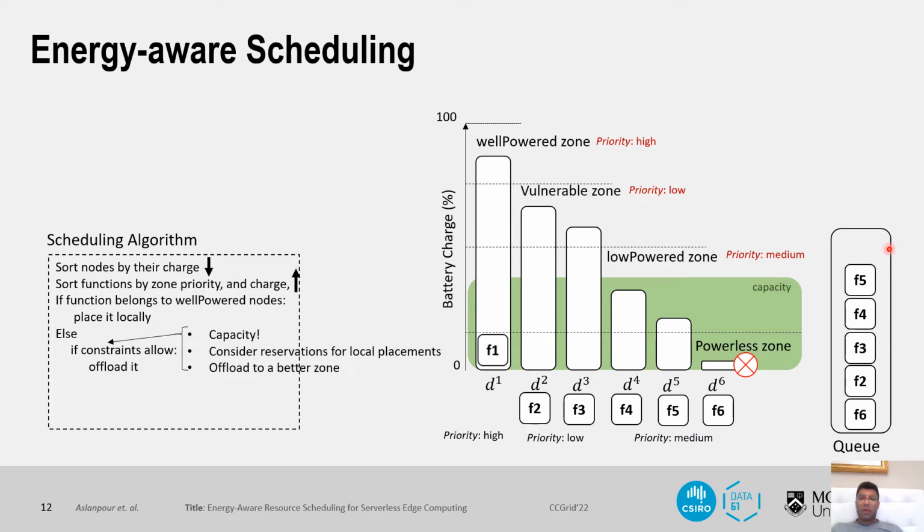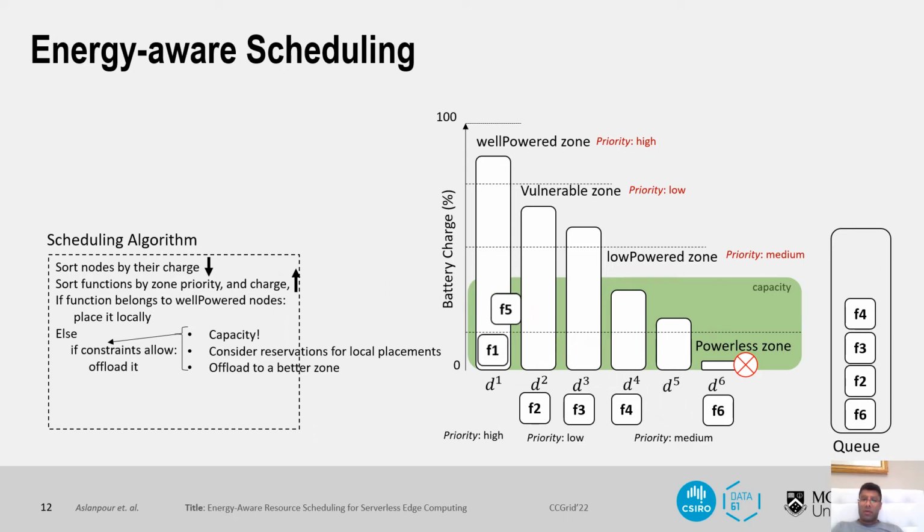For F5, we can consider offloading to other nodes subject to three constraints. Capacity, if the node we are offloading this function to has enough capacity. Another one is reservation, which means the node we are offloading our function to needs to reserve some space for its own functions first of all. Then we offload always to a better zone, right? So F1 is placed now.